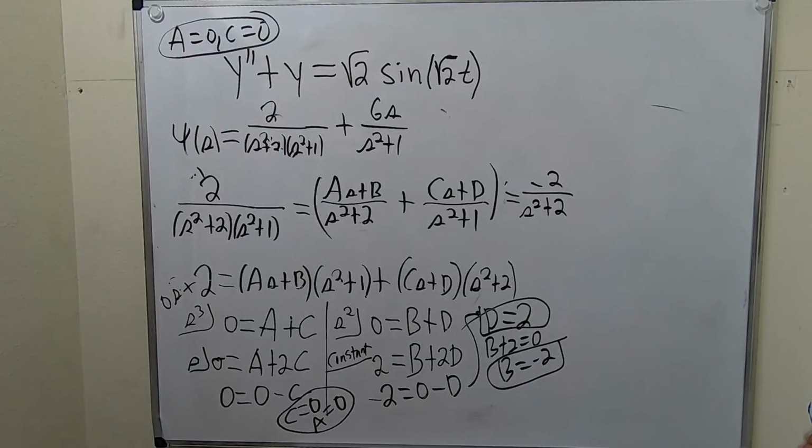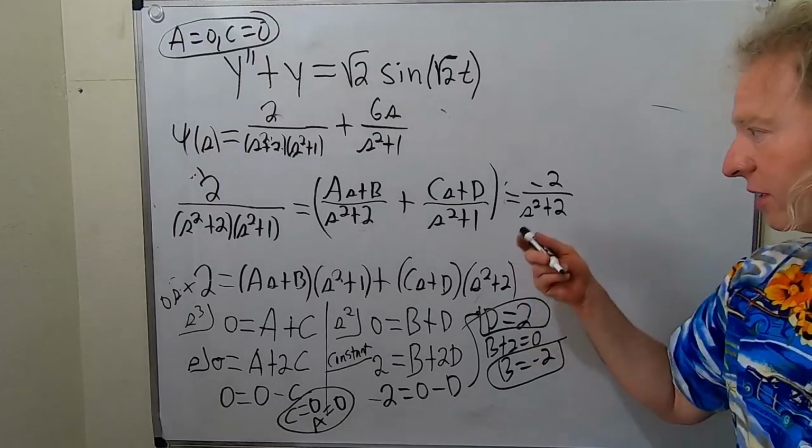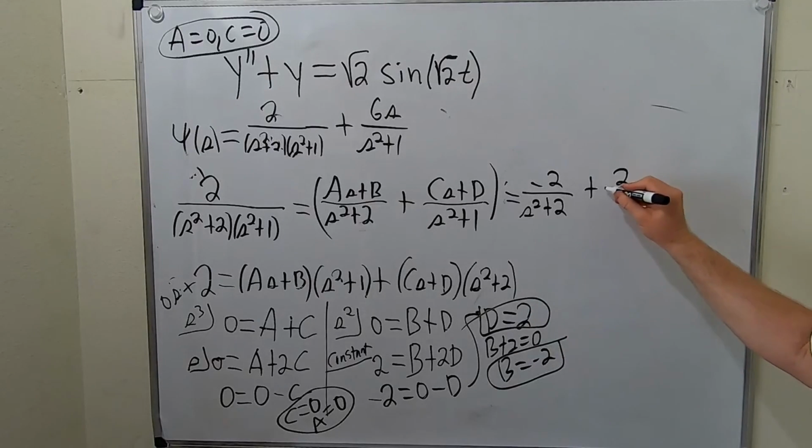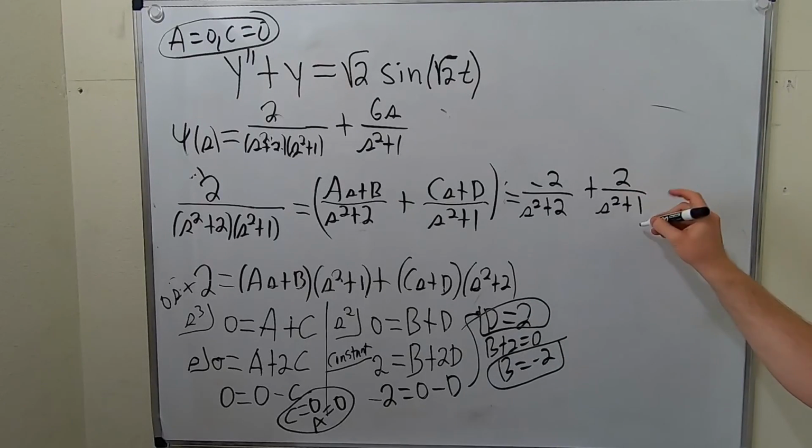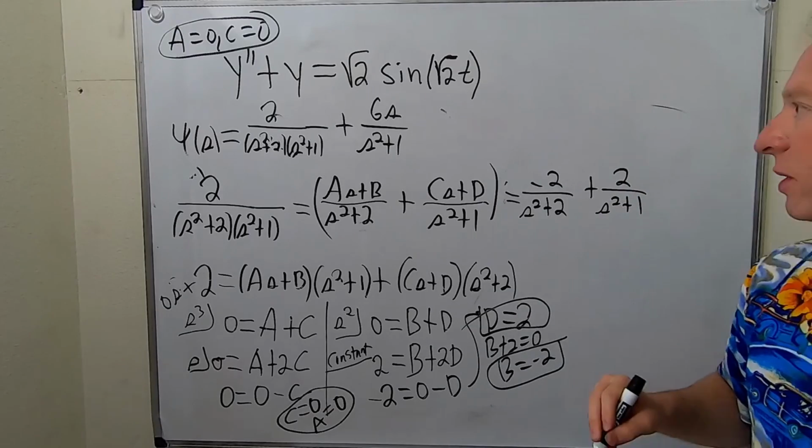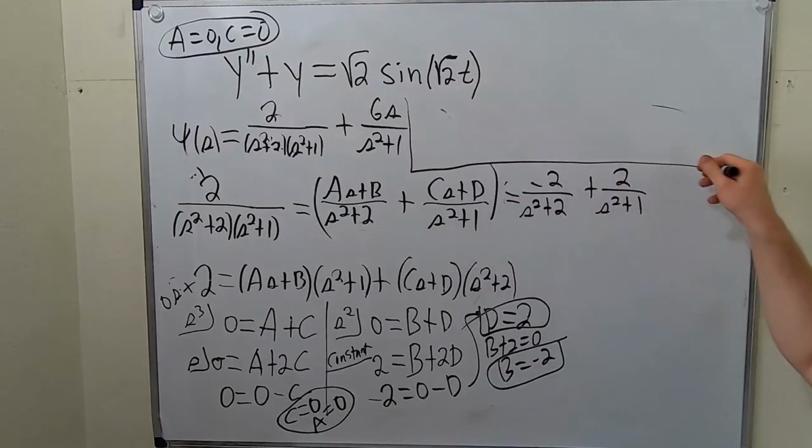And then c was 0, and then d is 2, right? d is 2. So this is plus 2 over s squared plus 1. So now we just got to find the inverse Laplace of this, and we got it. So I'm going to squeeze it in up here.